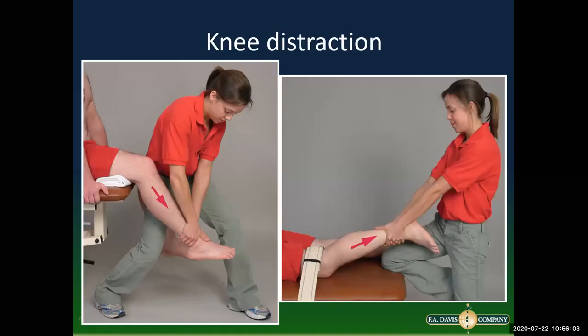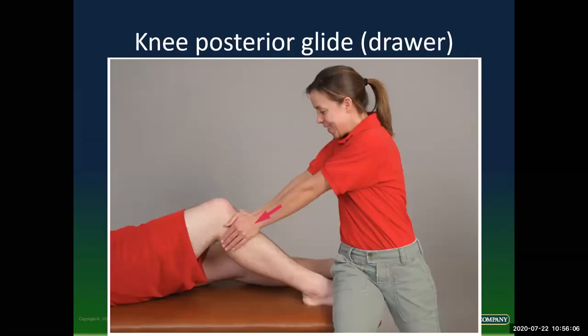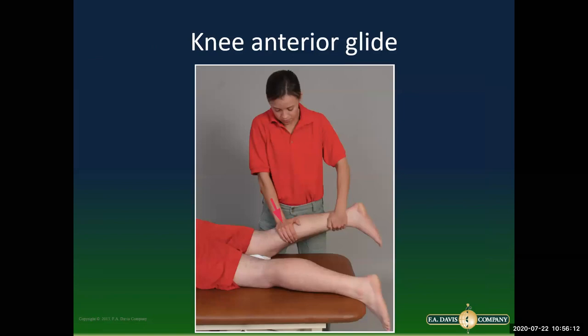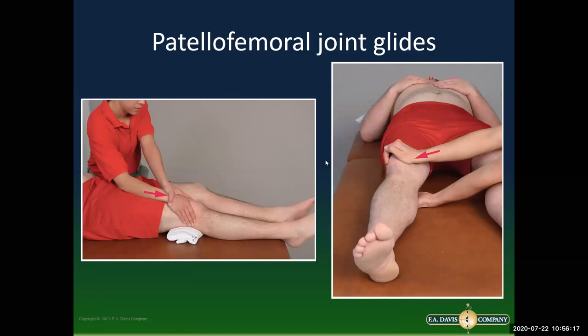And for the knee, we can do distraction in different directions. We can do posterior glide drawers, or drawer glides. We can do anterior drawer glides. But mostly at the knee, these are the mobs we're going to do: patellofemoral mobs. And if you notice, you put that little towel roll back there, which takes the person slightly into flexion. You can do inferior superior glides. You can do lateral medial glides. You're going to help with patellar tracking by doing those glides.